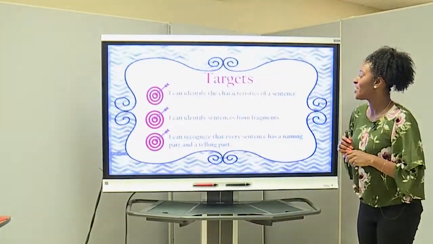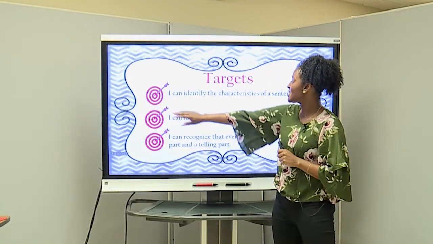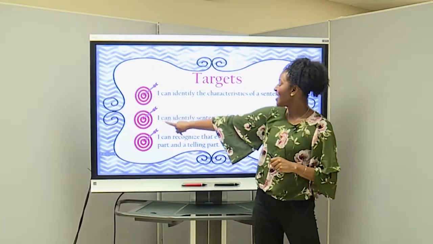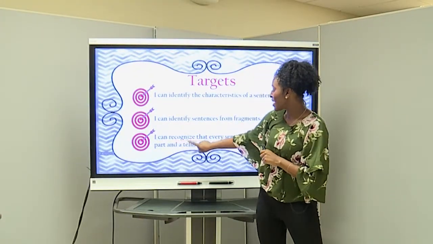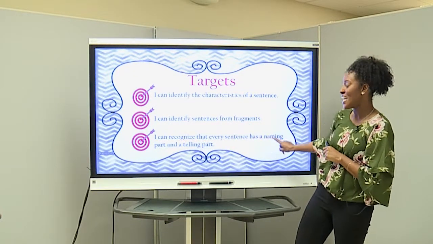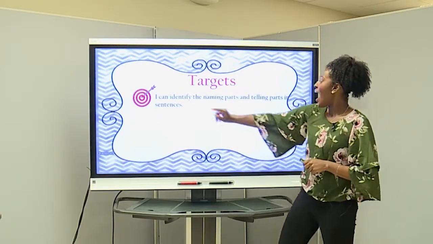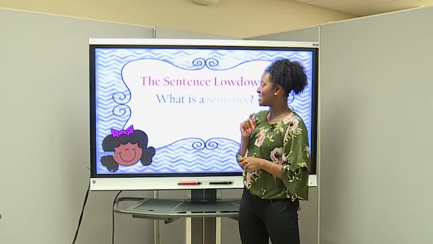So let's get started. By the end of today's lesson, you're going to be able to say these statements. I can identify the characteristics of a sentence. I can identify sentences from fragments. I can recognize that every sentence has a naming part and a telling part. I can identify the naming parts and telling parts in sentences.